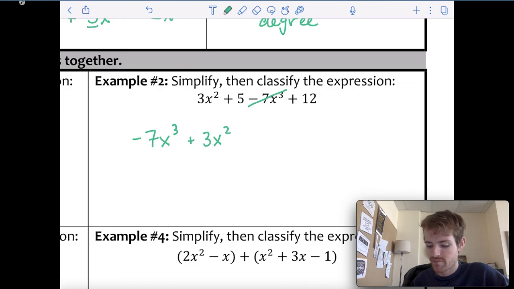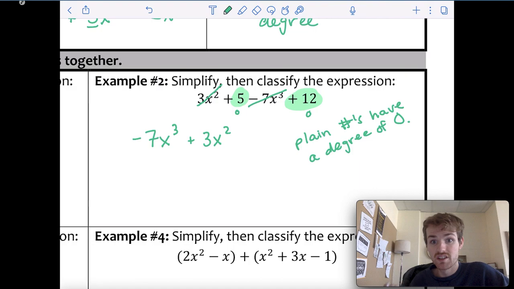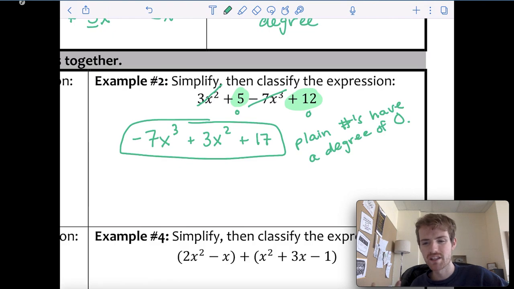Good deal. What's my next biggest term? Well, I see this 5. What's the degree, excuse me? On the 5 and the 12, our degree is 0. When we just have a plain number, so I'll write this in words, plain numbers have a degree of 0. So here, I can combine that 5 and that 12. 5 plus 12 is 17. So here, this is my final answer. Double check, make sure this is in standard form. Biggest exponent to smallest. Yep, we're good to go.